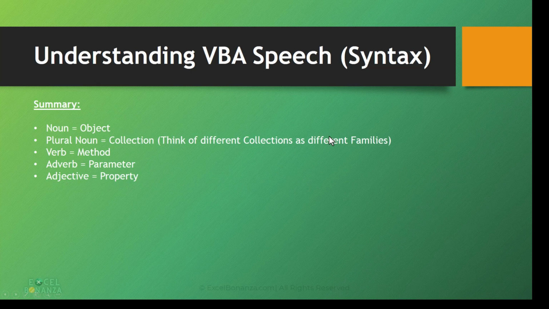Okay, so let's summarize what we've explained in this video. A noun in the English language is equivalent to an object in Excel VBA. A plural noun is equivalent to a collection, and think of different collections as different families. A verb in the English language is equivalent to a method in Excel VBA. An adverb is equivalent to a parameter. And an adjective in the English language is equivalent to a property in Excel VBA.